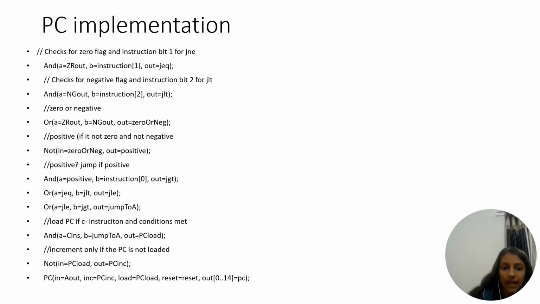Then we have the AND gate. It takes the input of the last NOT gate, which is positive, and for that our instruction 0 should be on, meaning our first jump, our jump 3 at the starting, should be on, and the input should be positive. Then it will give the output as jump if greater than.